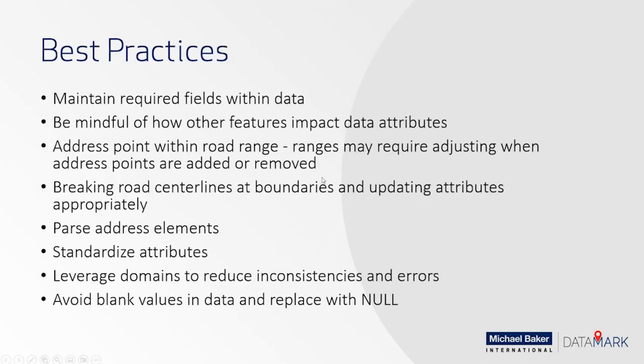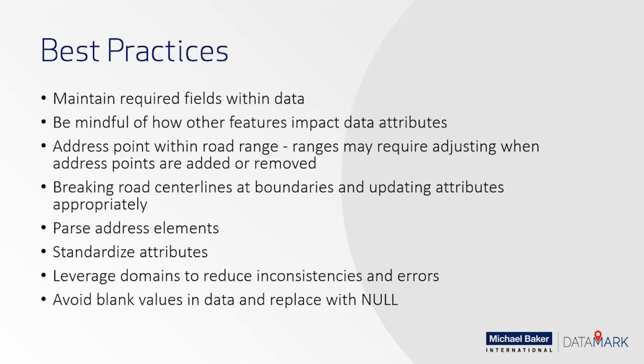All right, so some best practices. You want to maintain the required fields. We've already shown you what that looks like in the standard, and the toolkit is also going to help you understand if you've missed something by flagging different anomalies or different things that are missing in the data. Be mindful of how other features impact data attributes. So things like making sure that you're representing your ESN or your community information within your data. Like I said, even though something may not be required within the data, if you have it, you want to go ahead and populate it.